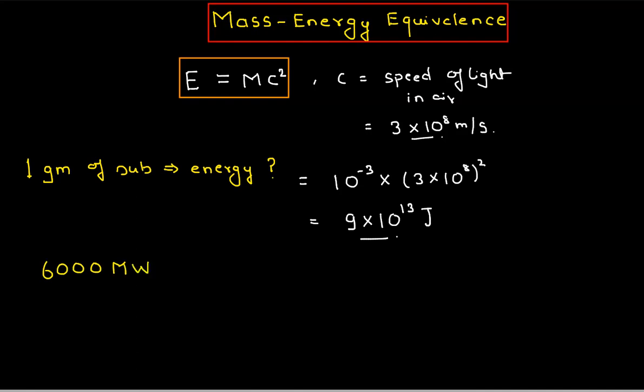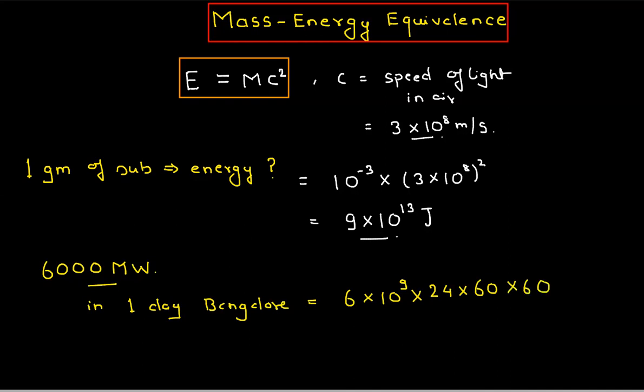Do you know the Bangalore city on an average consumes 6,000 megawatt power? So in one day, how much energy does Bangalore consume? Bangalore consumes around 6,000 megawatt, which is 6 into 10⁹ into 24 hours, 60 minutes, 60 seconds. This is roughly 7.7 into 10 to the power 14 joules.